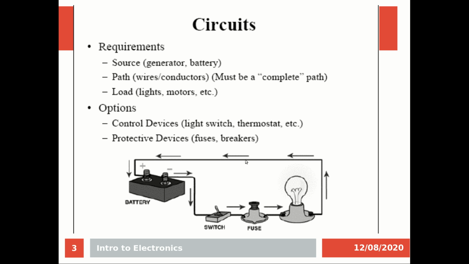The requirements for a circuit are a source, a generator or a battery; a path, a wire or a conductor; and a load, such as a light or a motor. Optionally, you may have control devices, a switch or a thermistor, or protective devices, a fuse or breakers, which break the circuit when there is a very high voltage, for example.